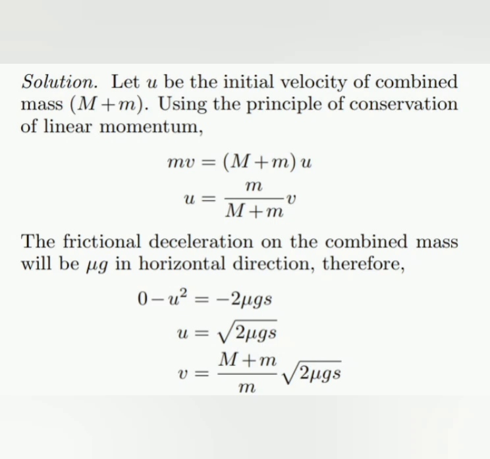Here s is the displacement after collision. Solving that, you get u as root of 2 mu gs. So we have two equations with the same left-hand side u, and simply equating them you can find the velocity v of the bullet. What is the velocity v of the bullet? It is M plus m, whole divided by m, into root of 2 mu gs. That's the final velocity of the bullet.